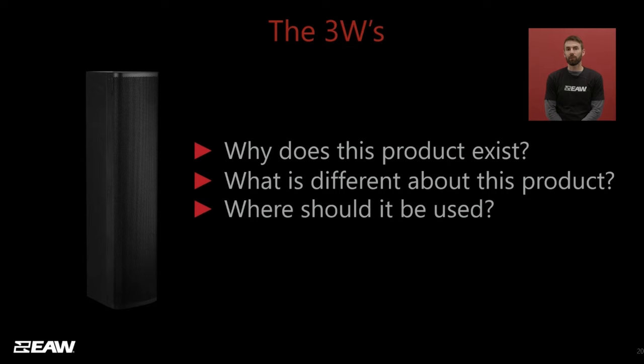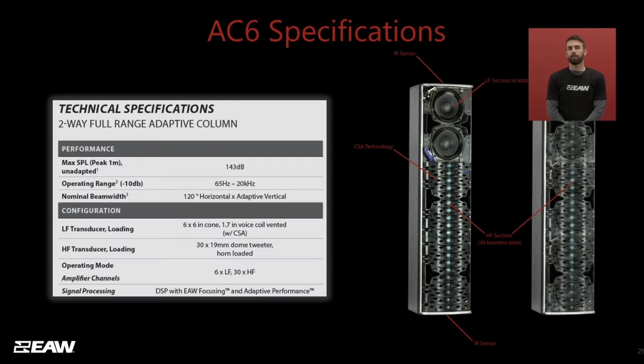And where should AC6 be used? It has been designed with portable and fixed install applications in mind. It should be considered for both voice-only and musical applications where the loudspeaker needs to blend better into its surroundings. So this could make sense anywhere from a church, to a performing arts center, to a large outdoor stadium.